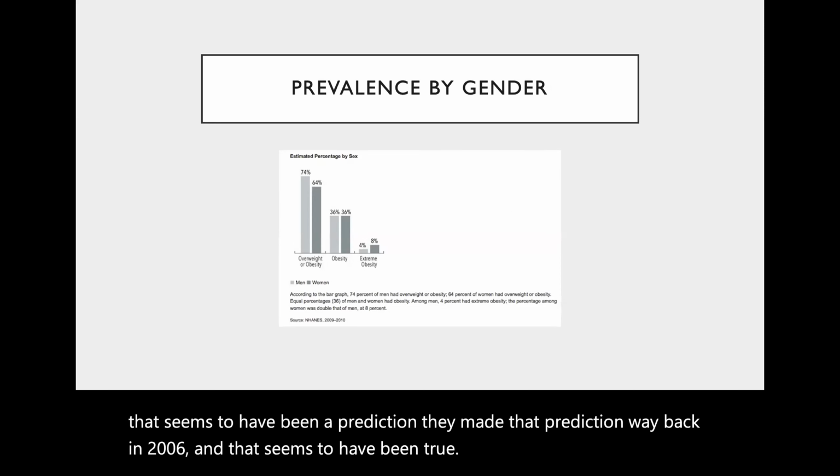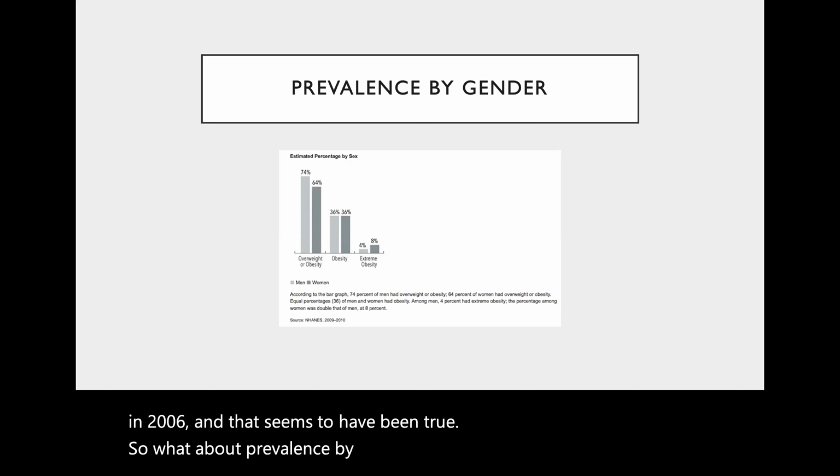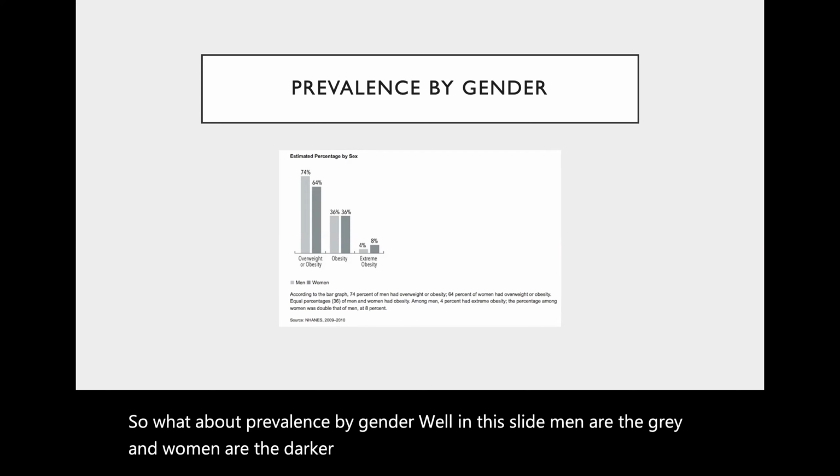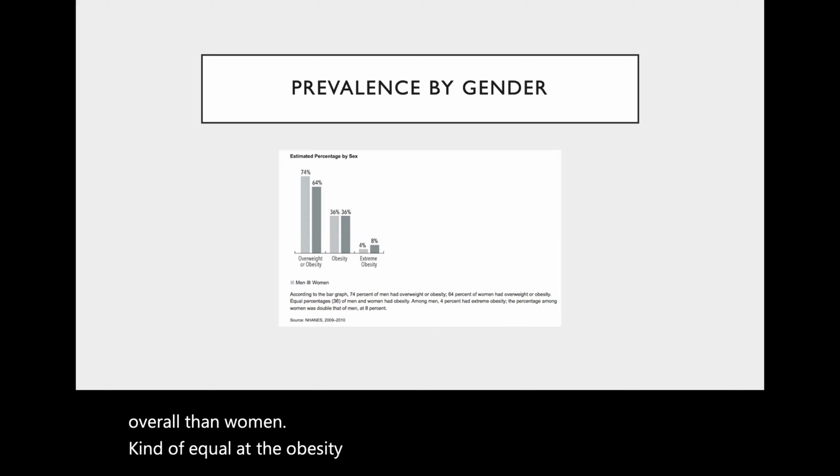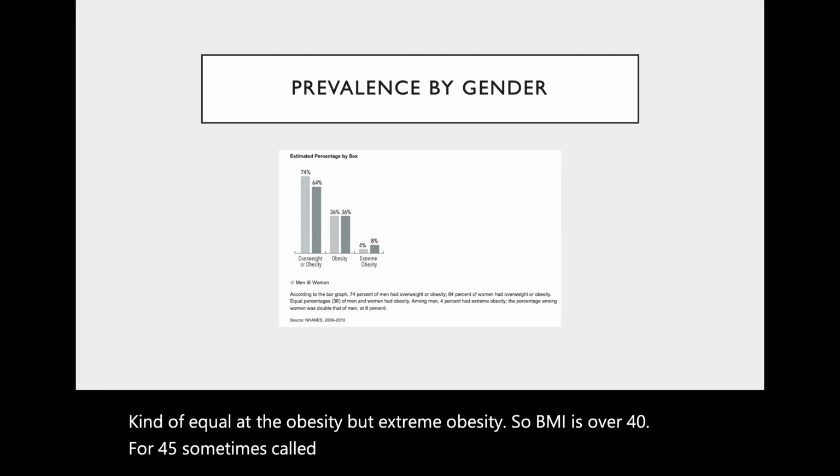So what about prevalence by gender? Well, in this slide, men are the gray and women are the darker gray. Men are more overweight and obese overall than women, kind of equal at the obesity, but extreme obesity. So BMI is over 40 for 45, sometimes called morbid obesity, higher in women.